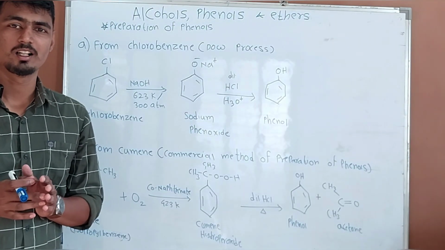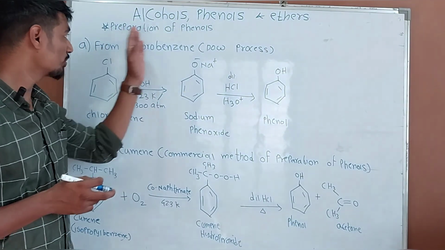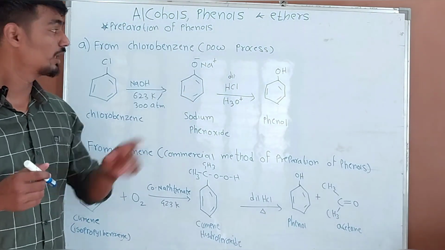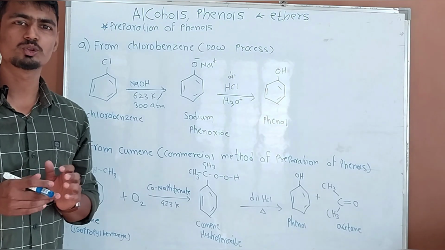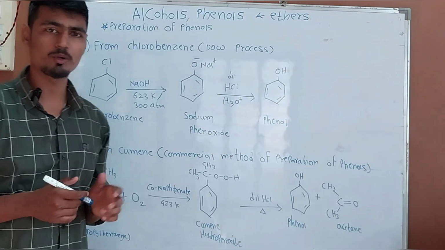Hello everyone, welcome to our new video in which we are going to learn preparation of phenols. Our chapter going on is alcohols, phenols and ethers. So the first method of preparation of phenols is from chlorobenzene, the Dow process.